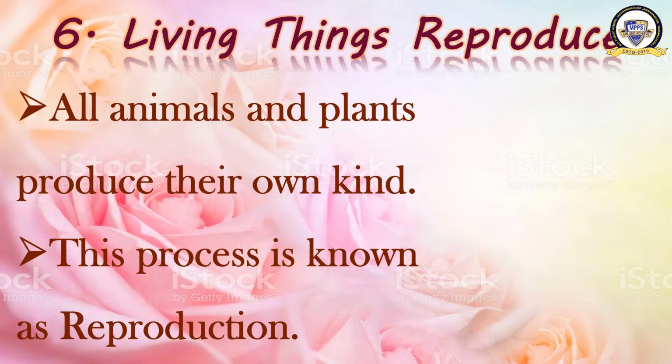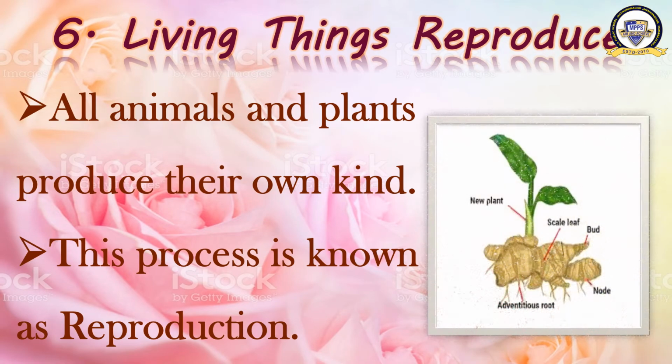What is reproduction? The process through which all animals and plants produce their own kind is called reproduction. Okay. Now see this picture. What is this? It is ginger, is it? And this ginger has grown into a plant. This process is known as reproduction. Let us learn something more about reproduction now.